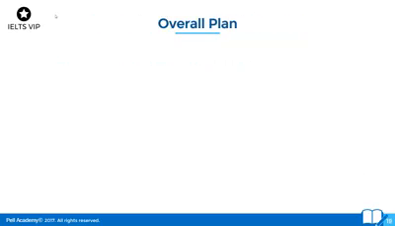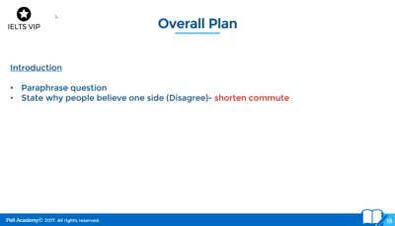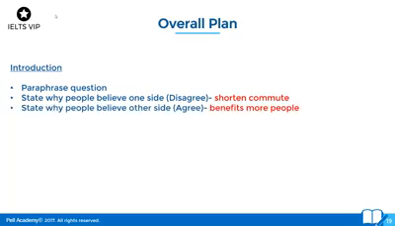Okay, let's look at the overall plan. So first of all, we're going to start with the introduction. We're going to paraphrase the question. We're going to state why people believe one side, disagree side, shorten the commute. State why people believe other side, benefits more people.